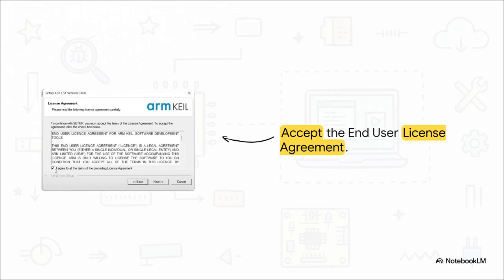The very next thing you'll see is the End User License Agreement. To keep our momentum going, just let the wizard know you agree by ticking the checkbox that says, I agree to all the terms of the preceding license agreement. Once you check that box, you can confidently hit Next again.